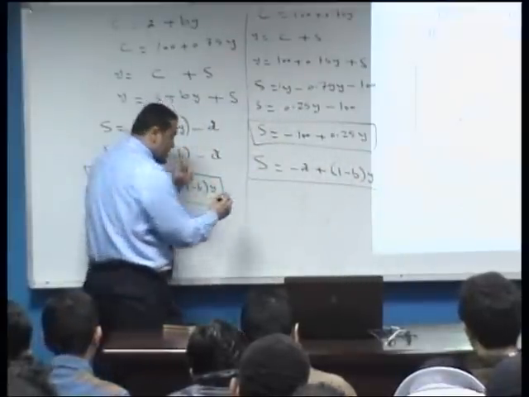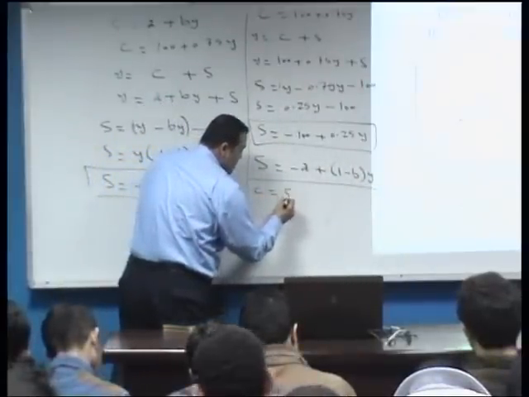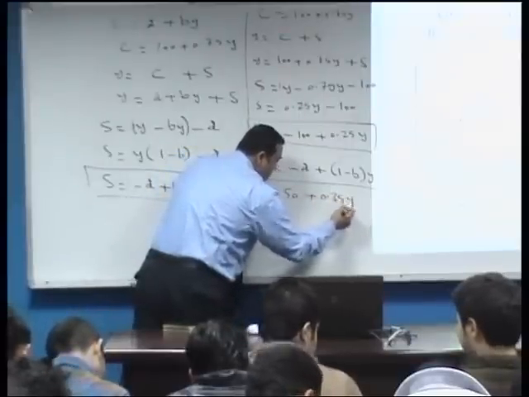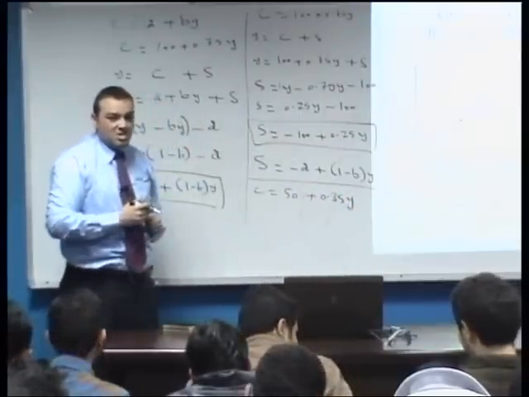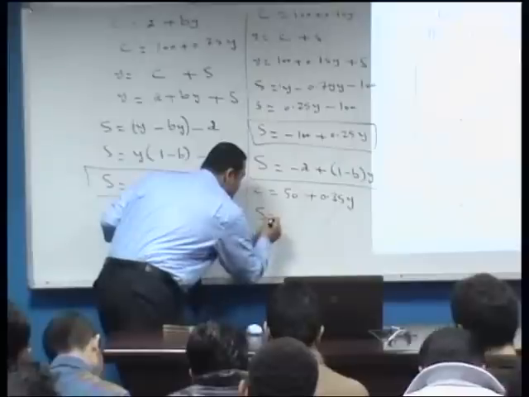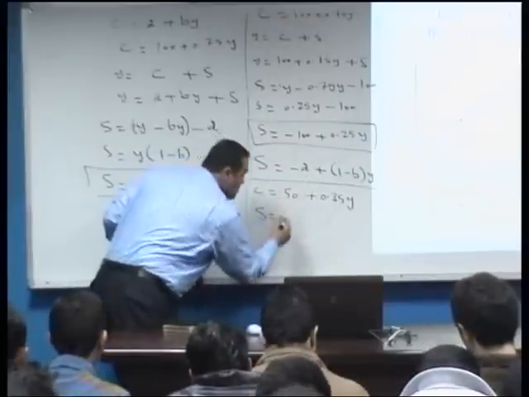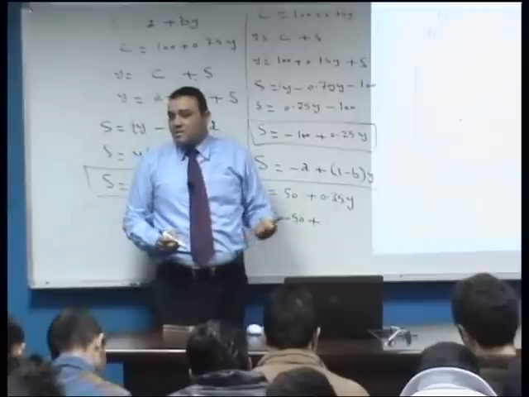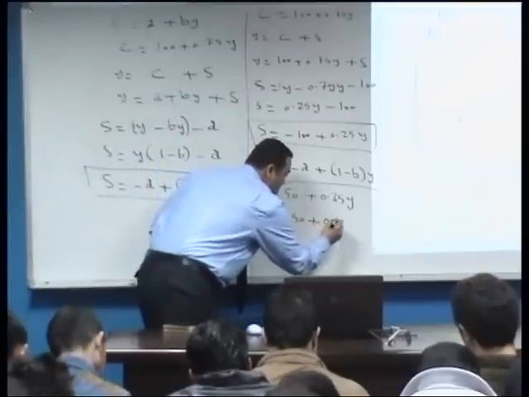Suppose we have another example of a consumption function: C equals 50 plus 0.35Y. What is the saving function? S equals minus A, minus 50, plus the complement of 35%. How much? 65%. So 0.65Y.